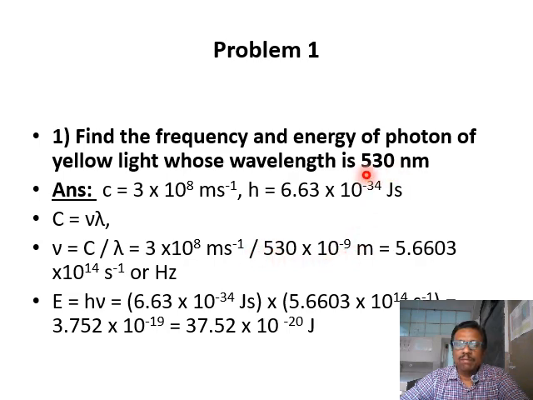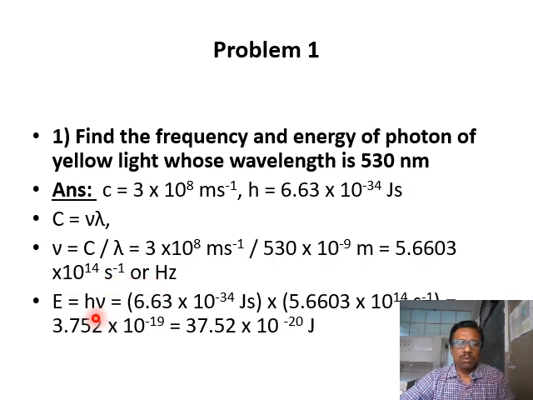So here in the problem 530 nanometer is given. So that is 530 into 10 to the power of minus 9 meter it becomes. So divide this, then you get 5.6603 into 10 to the power of plus 14 per second or hertz.